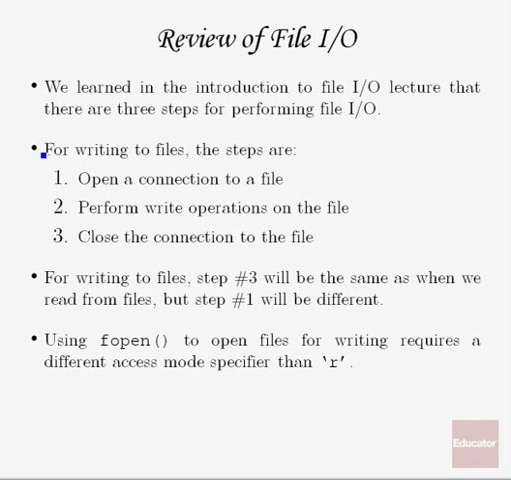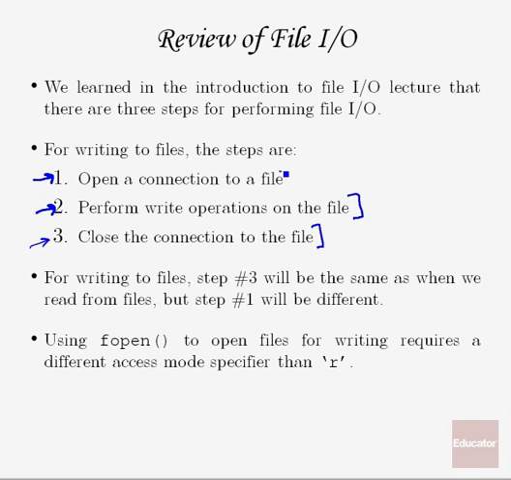So basically we learned in our lecture on reading from files that when you perform I/O on a file, it basically has three steps. You open the file, you perform your read or write operations, and then you close the file. So for writing the files, our steps are we're going to open the file, and then we're going to perform write operations on it, and then we're going to close the file. This step is obviously going to differ because now instead of reading, we're going to be writing to the file. The third step is still going to be the same though. It's actually just going to be use the fclose method to close an open file.